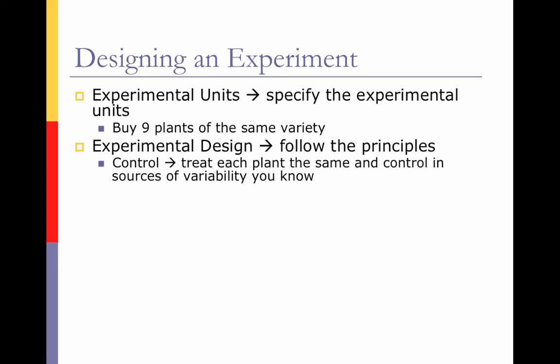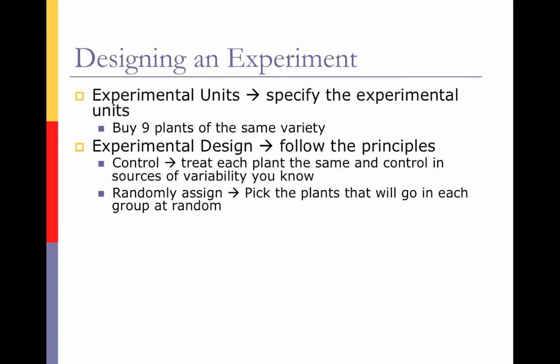Then you follow the experimental design, so follow the principles. Control. So you're going to treat each plant the same and control sources of variability you know. They need to be planted in the same area so they get the same amount of light. You need to make sure that you're watering them at the same times and that they're getting the same amount of water and that you're using the same soil. You'll randomly assign, so you'll number your plants and you pick 3 that go into the one treatment group, 3 into the next treatment group, and then the last 3 in the last treatment group. And then you have to replicate. So we're replicating because we're using 3 plants instead of just 1.